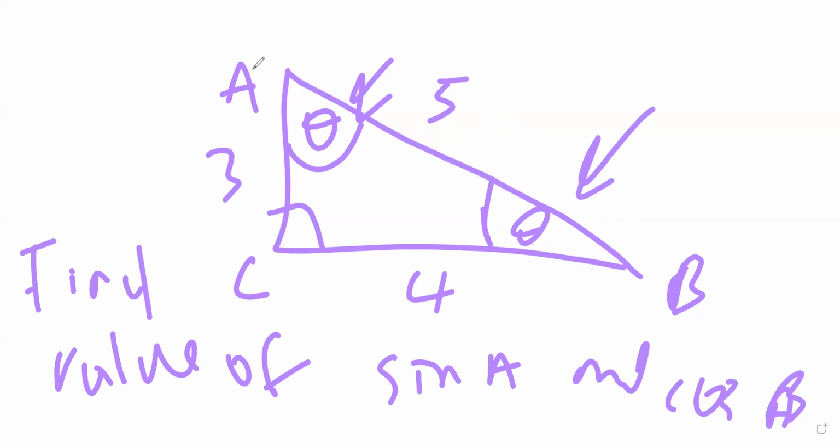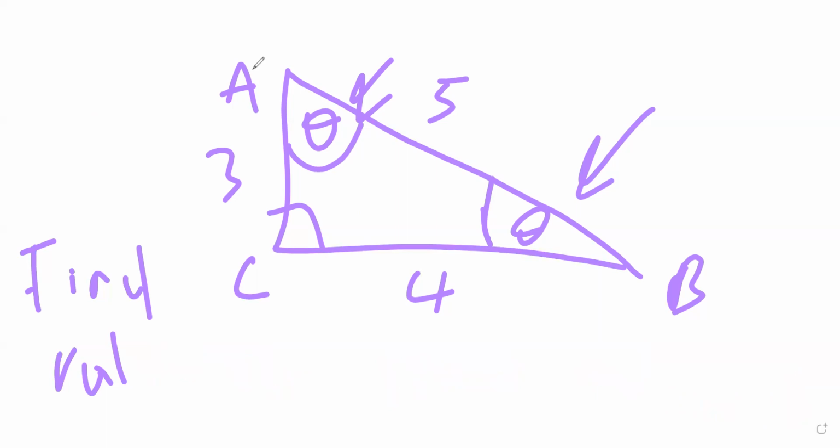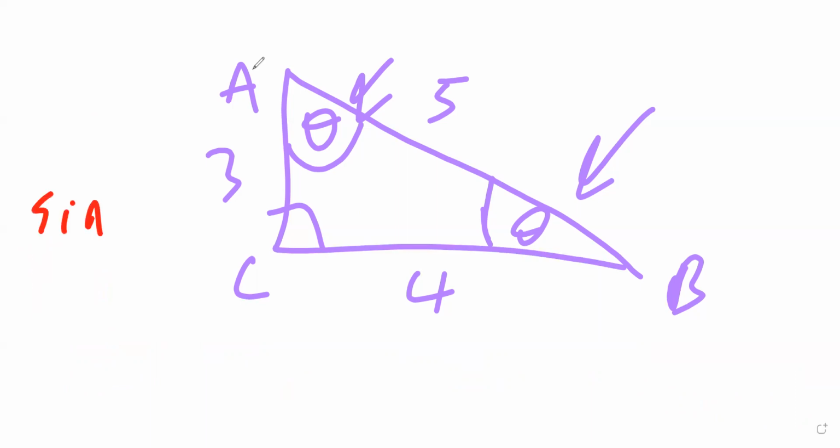Very, very simple. It doesn't matter which one you want to find first. You want to find sine A or cos B, it doesn't matter which one. But since A is the first letter in the alphabet, let's find A first. Very simple and easy. Now, let's do this step by step. So let's find A in terms of the sine function.